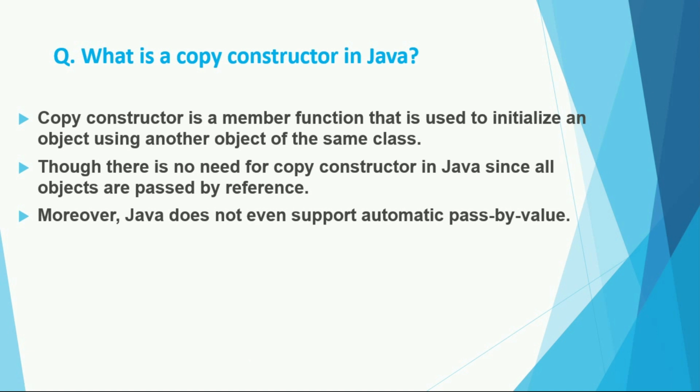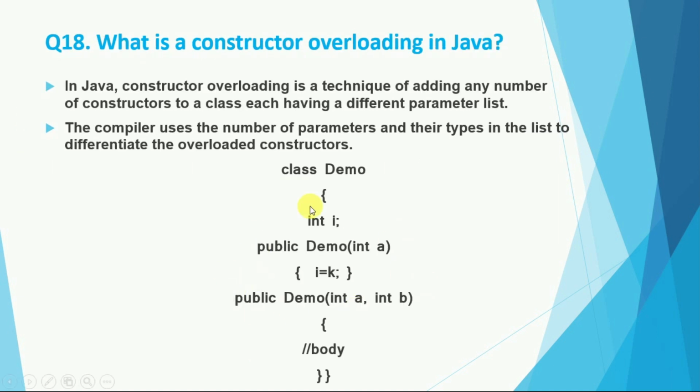So next, what is constructor overloading in Java? There is method overloading, but there is also constructor overloading. Constructor overloading is a technique of adding any number of constructors to a class, each having a different parameter list. So we have a class named Demo and we have a constructor Demo. So there are two constructors. Just the same as method overloading, we can also implement constructor overloading, each having a different parameter list. The compiler uses the number of parameters and their types in the list to differentiate the overloaded constructors. Okay, so I hope you understood.